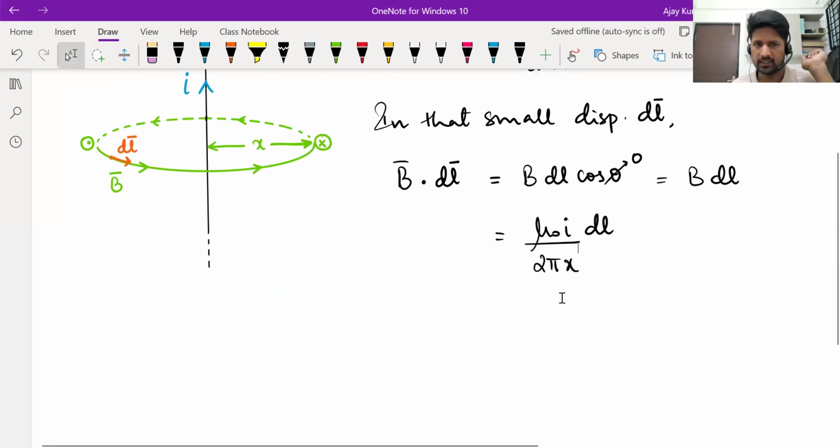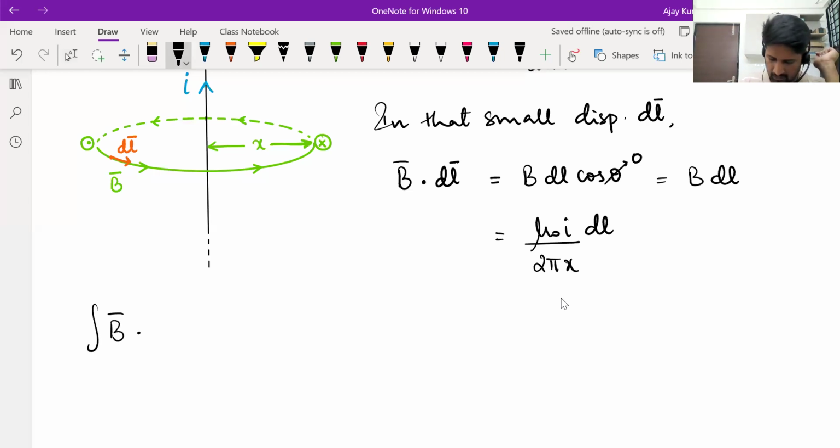Now, if you continue undergoing that displacement along the field line itself, and you integrate all the B dot dl terms. Keep in mind, we are moving along the field line. So at every instant, the angle between the B vector and the dl vector will be 0 itself. We are intentionally moving that way. So dls are like this. Everywhere the angle between B and dl is 0, so everywhere B dot dl simply becomes B dl, which is mu naught I by 2 pi x into dl.